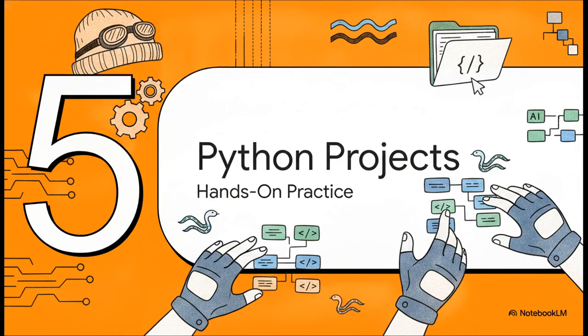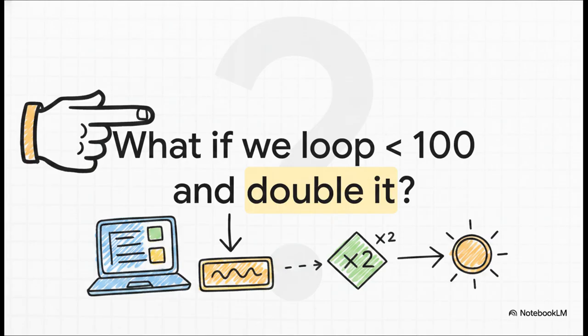And that brings us to Section 5, Python projects. Let's put this into practice. Let's do a quick mental check. What will happen if our user input is 10, and we run a while loop checking if that input is less than 100, followed by multiplying the user input by 2? Take a second. Can you mentally predict what this block of code will output?